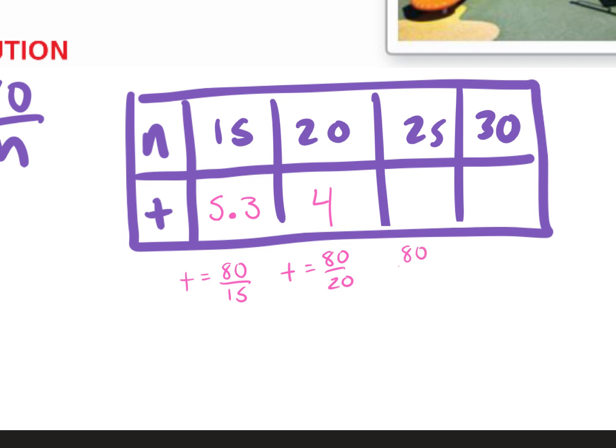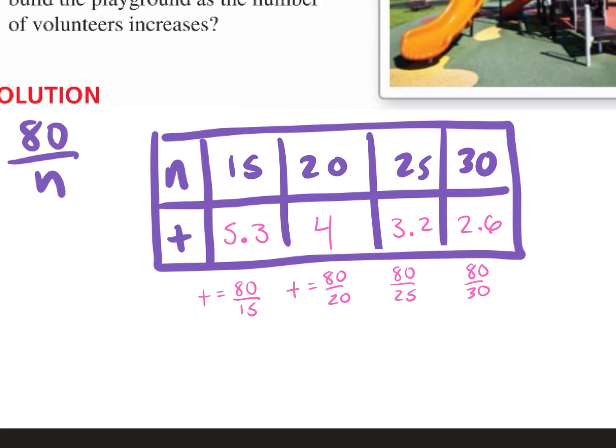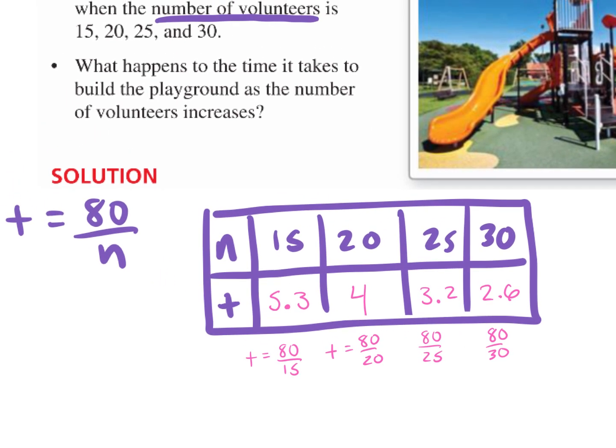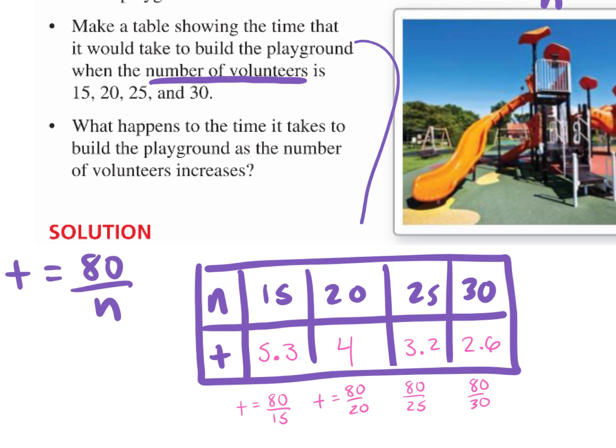Then we have 80 over 25. In your calculator, what's 80 divided by 25? 3.2. And then 80 divided by 30? 2.6. So this would be our chart. This is the answer to the first part.